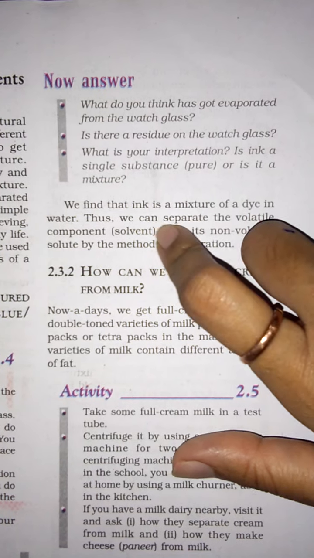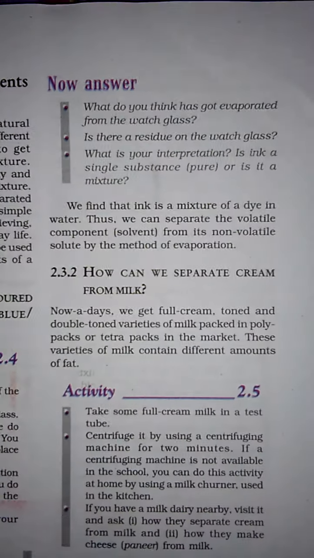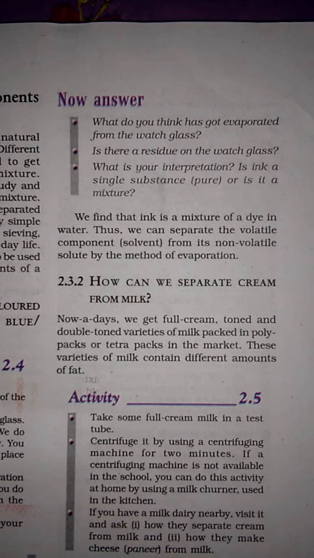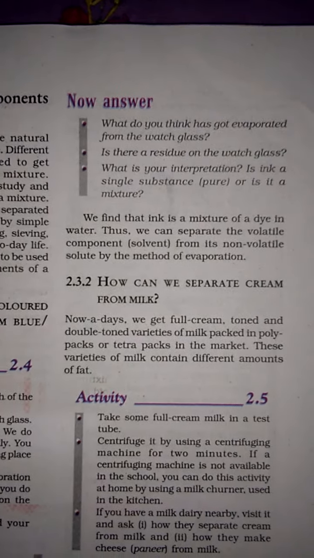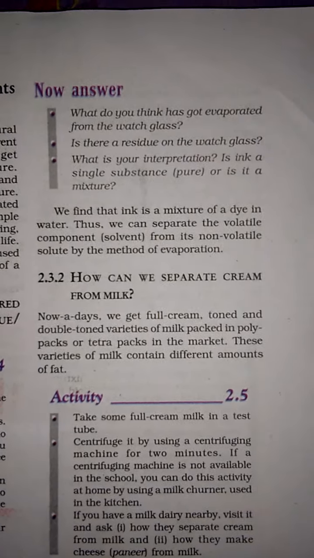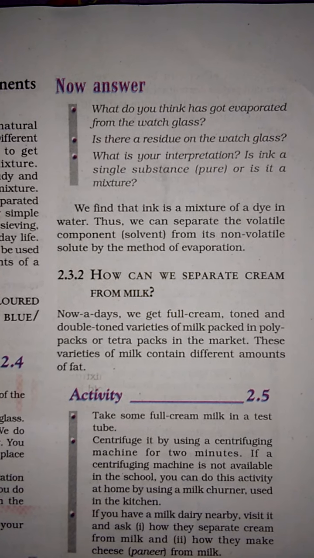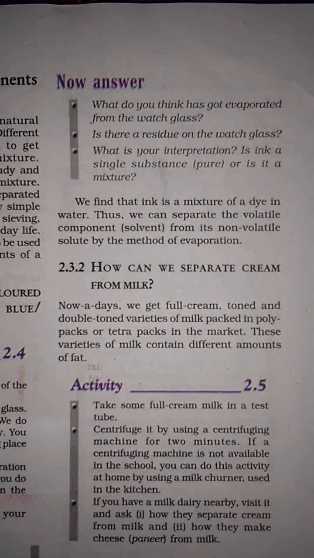Thus we can separate the volatile components. The water gets separated by the evaporation method. It evaporates into the air, and the dye stays down on the watch glass. The volatile component is separated from its non-volatile solute by the method of evaporation.